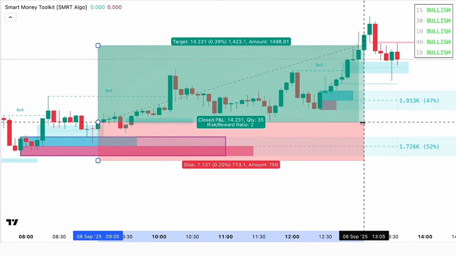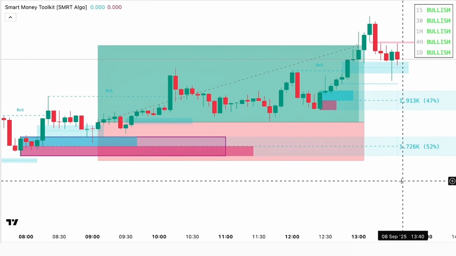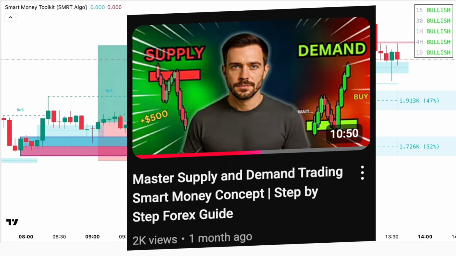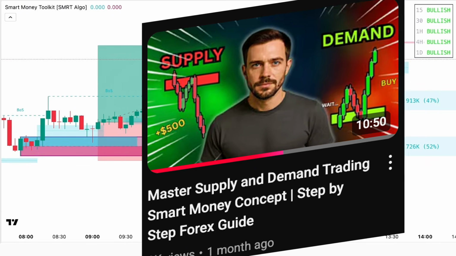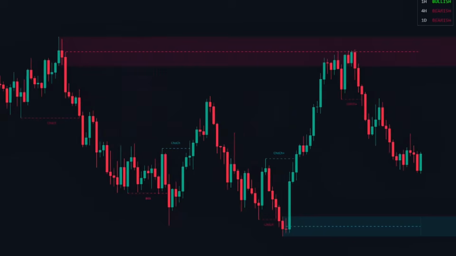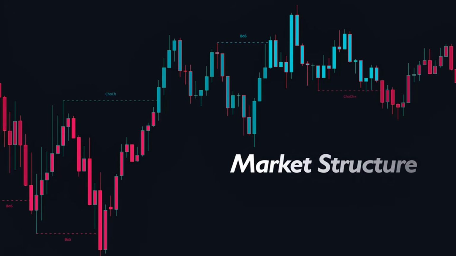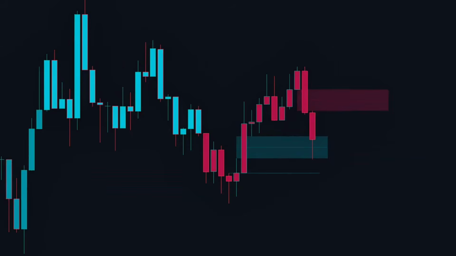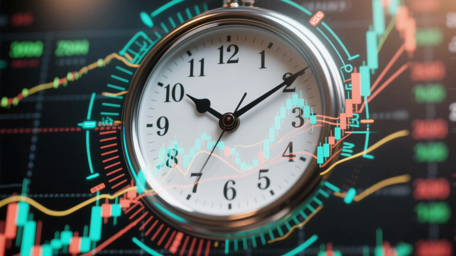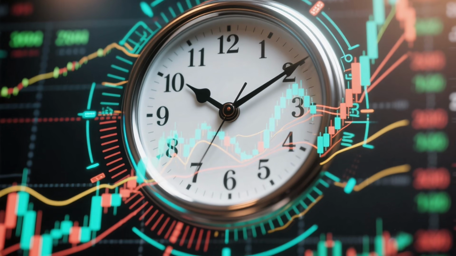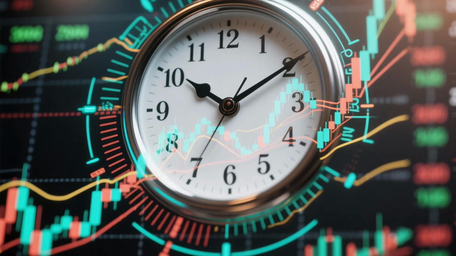Same concept works the other way round for sells. Just flip everything. And honestly, if you've seen my previous videos on smart money concepts, the idea is the same. The only difference now is this indicator does all the heavy lifting. It marks break of structure, change of character, order blocks, and even the imbalances automatically. So instead of spending time drawing everything out manually, you get the zones instantly and can focus just on execution.